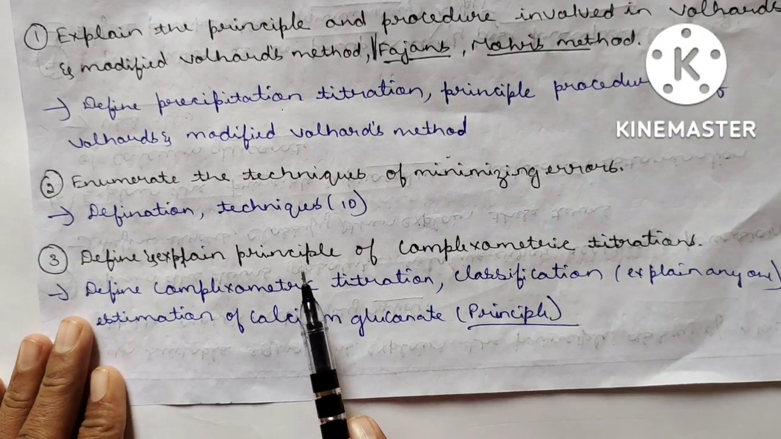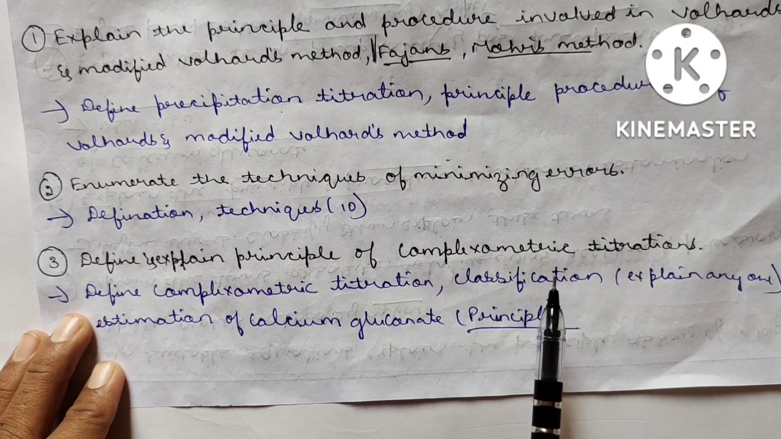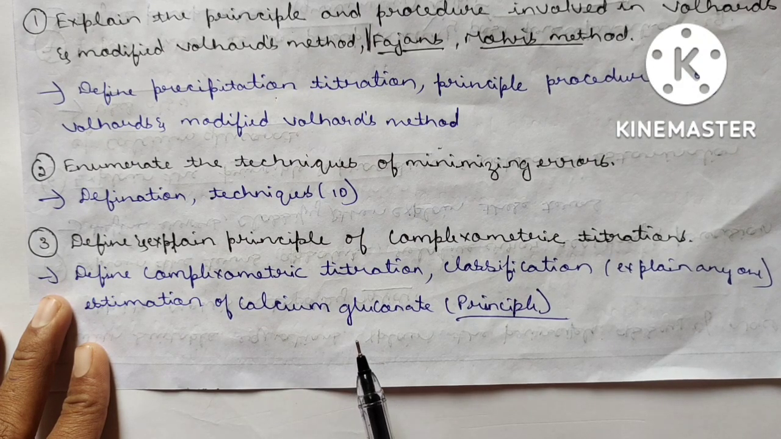Next one is: define and explain the principle of complexometric titration. This is a very important question. First define complexometric titration, then write the classification, like blank titration, direct titration, indirect titration. There are 4 types of complexometric titrations; you classify them. After that, write the estimation of calcium gluconate. For 5 marks you must write 3 pages. If half a page remains, write examples of complexometric titrations, like EDTA, to fill the page.